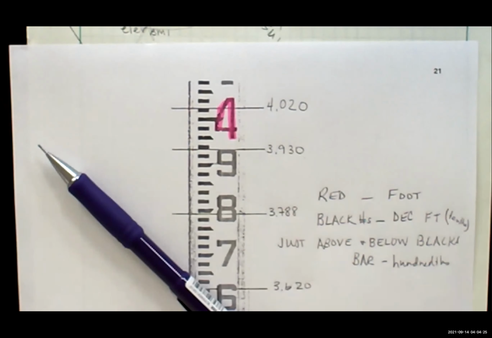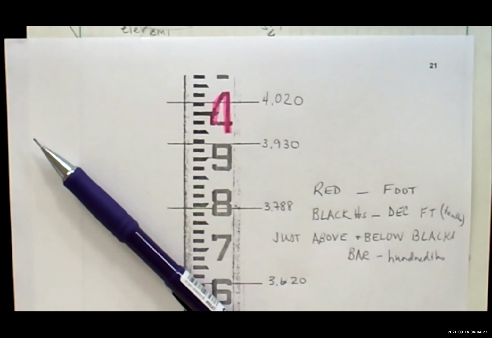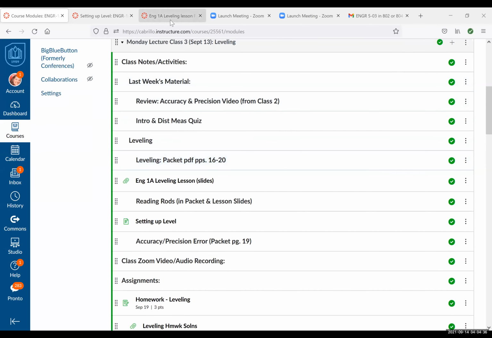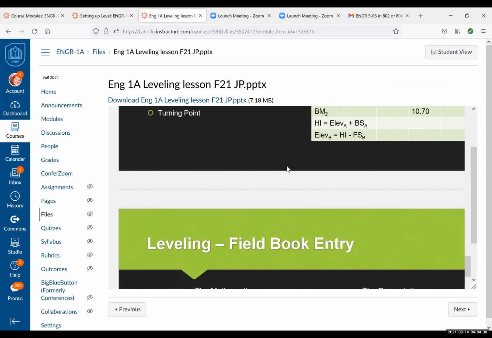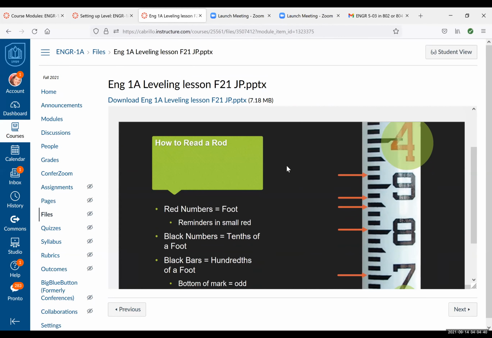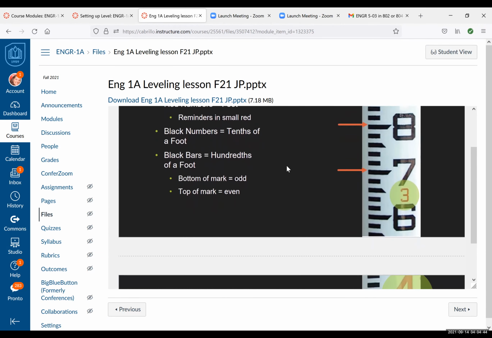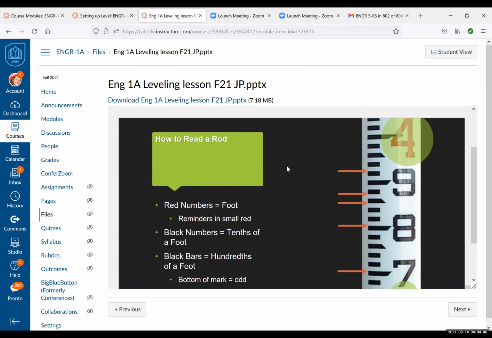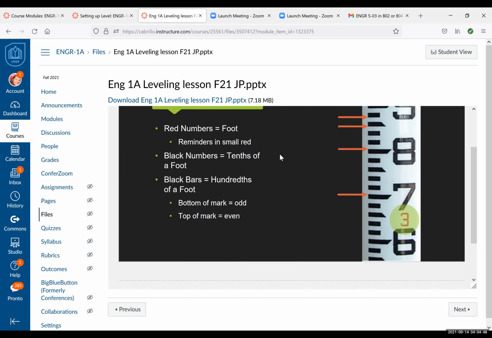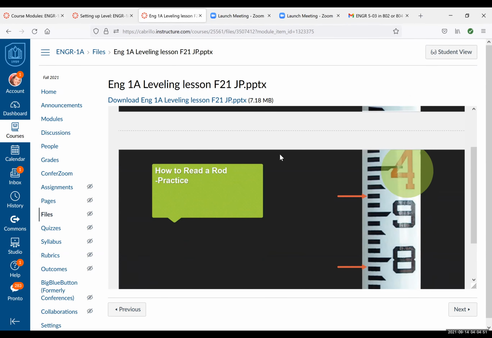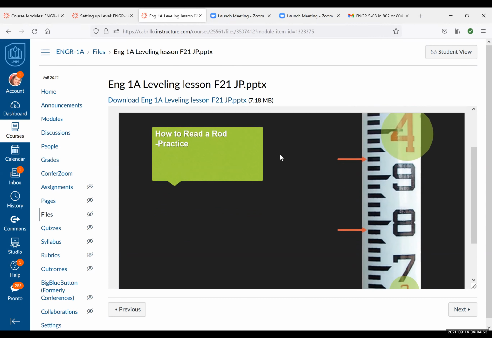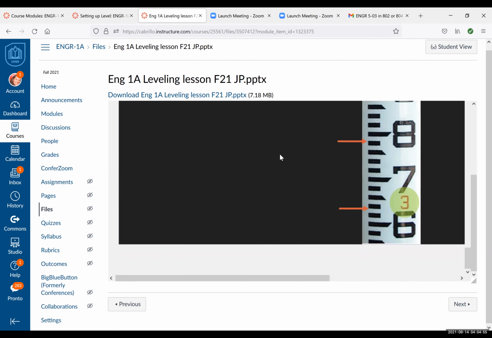Let's see, there's some others. Let me go back to, I'm gonna share the screen. And I'll go back to the leveling lesson. Let's see. So here's a little description. The red numbers represent the foot. And I'm wondering if it's the same. No, it's different. Good. Okay.